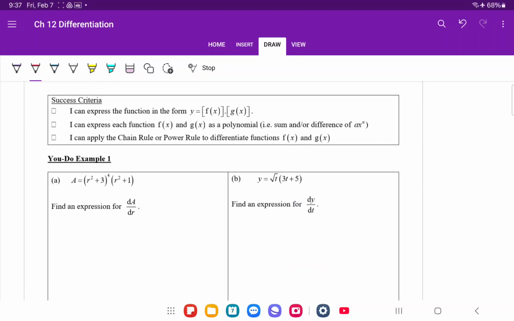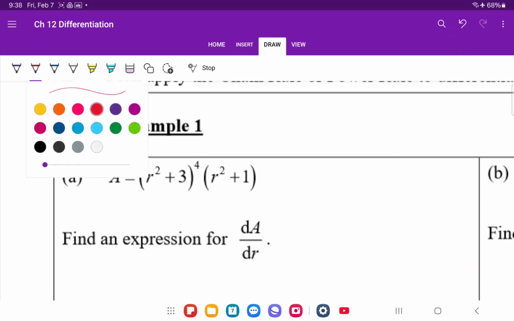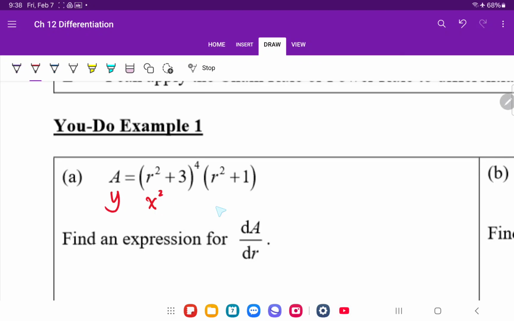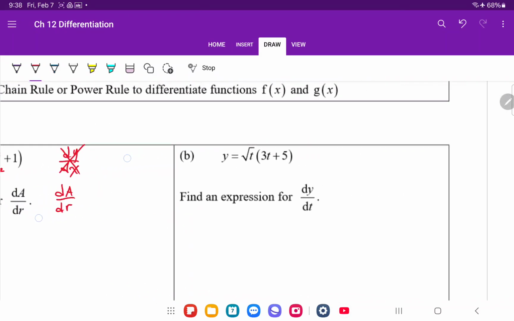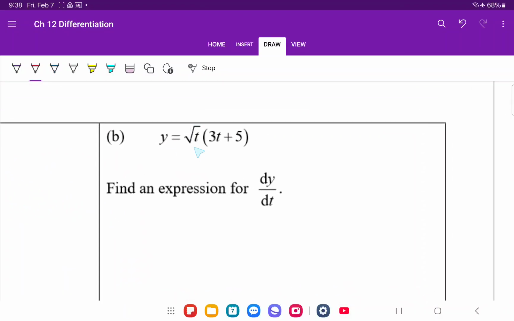It is product rule still, just that instead of y, x square and x square, they use different letters. So we are not using dy, dx anymore. We are just finding, in this case, dA, dr. But the technique of doing the product rule is the same. Likewise, for part B, instead of y and x, they give you y and t. Instead of x, they put t. So we are no longer doing dy, dx again. We are doing dy, dt. So be careful on what you write in the presentation, but the technique shouldn't change.